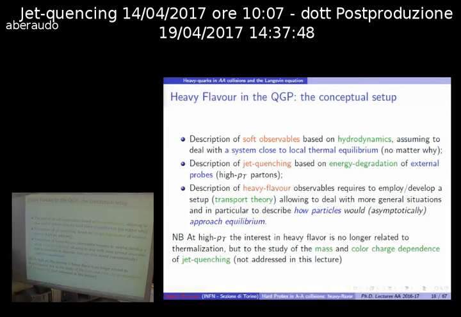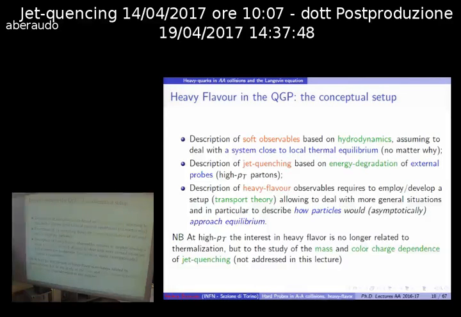So it's not that the system is close to thermal equilibrium and I follow its evolution. No, I want really to describe how particles asymptotically tend to thermalize with the system in which they propagate.